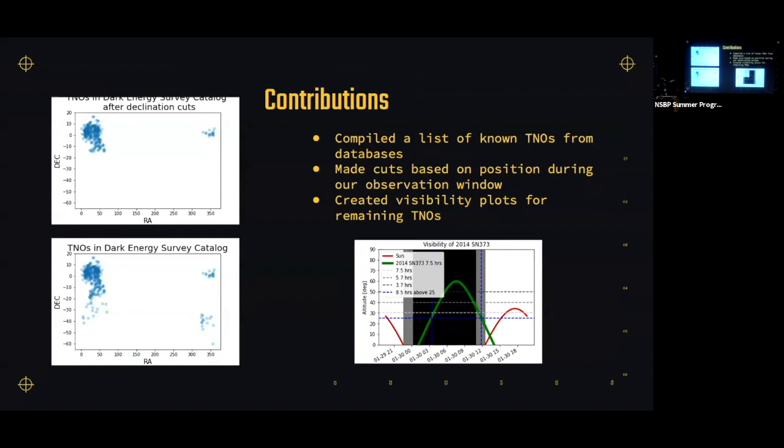We made cuts based on a declination of -15, and you can see that the before is at the bottom, and the result after we made the cuts is at the top. Based on these cuts, we were able to go on and look at the visibility plots. The black bar in the center is what the Mustang receiver can see at any given time, and the green arch is the actual TNO's placement in the sky throughout a certain amount of time.